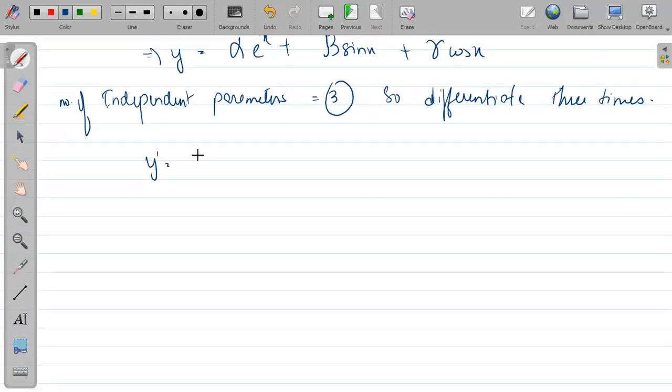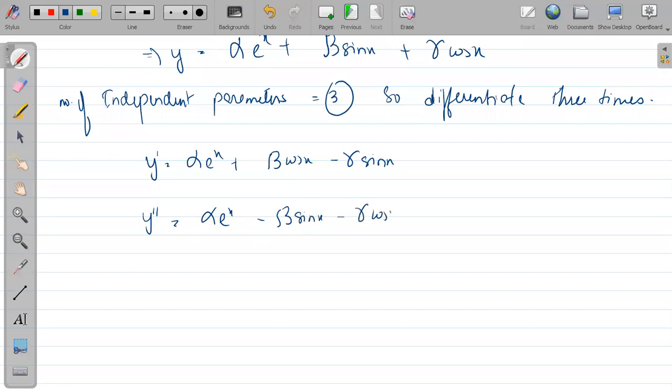So y dash, I am writing alpha e to the power x plus beta cos x minus gamma sin x. Again differentiating, y double dash equals alpha e to the power x minus beta sin x minus gamma cos x. Triple time.